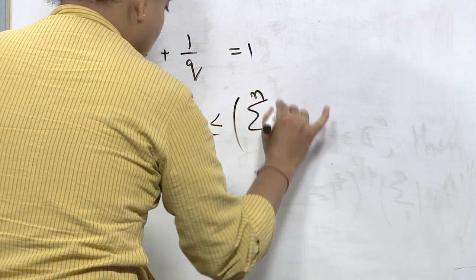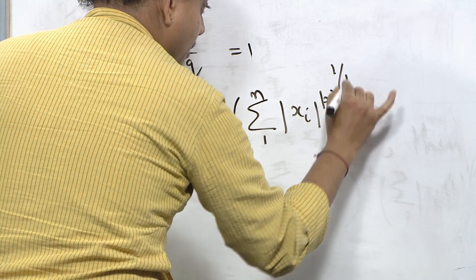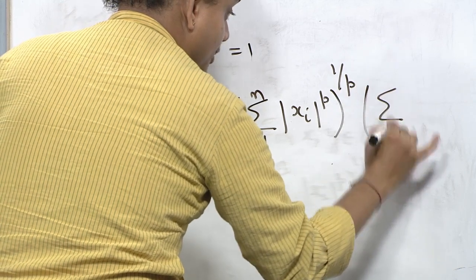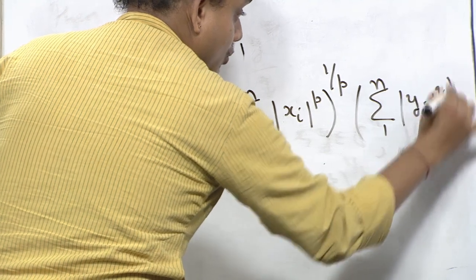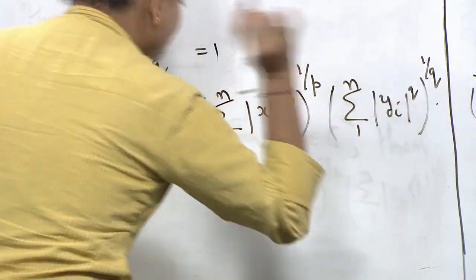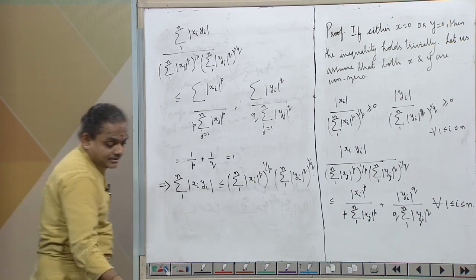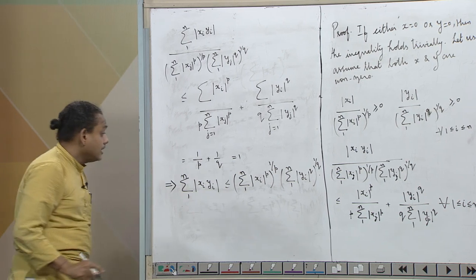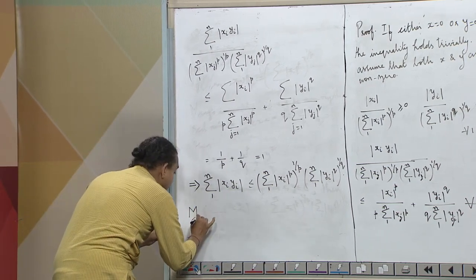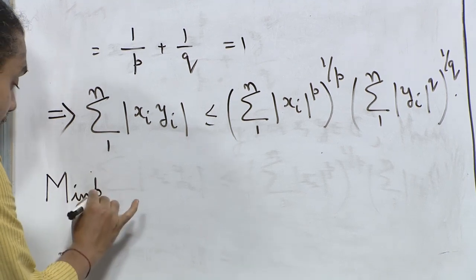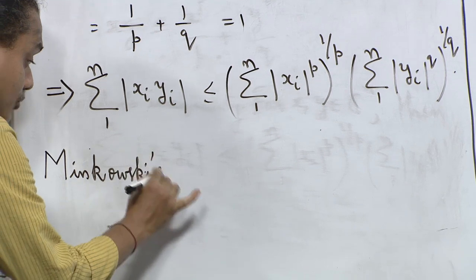Summation 1 to n mod xi power p, whole raised to the power 1 by p, times summation 1 to n mod yi raised to the power q, whole raised to the power 1 upon q, that is it. So, this is the Hölder's inequality. Yes. Now, the next one is what is known as the Minkowski's inequality.